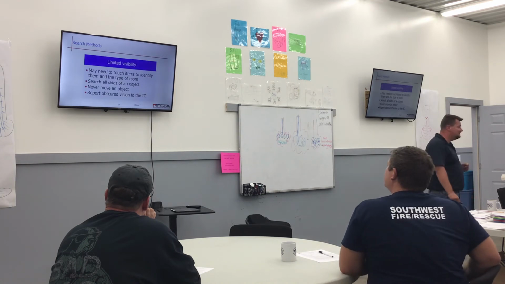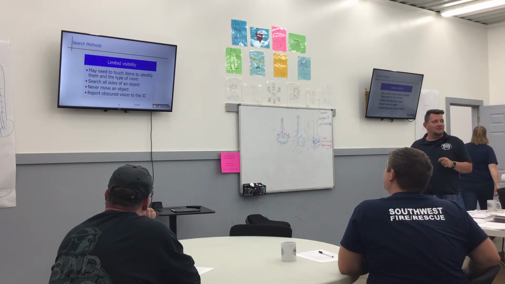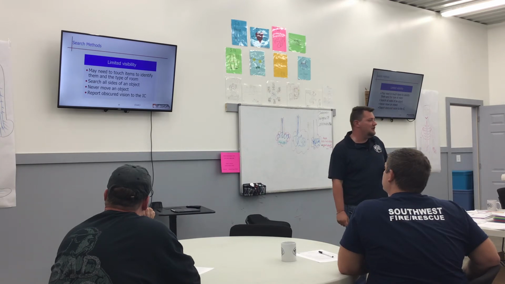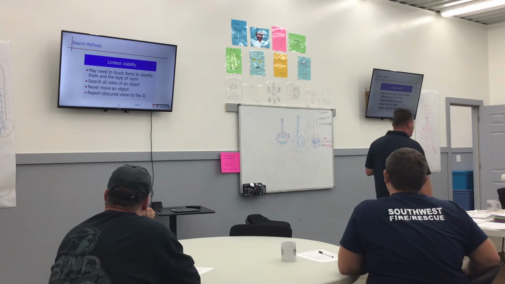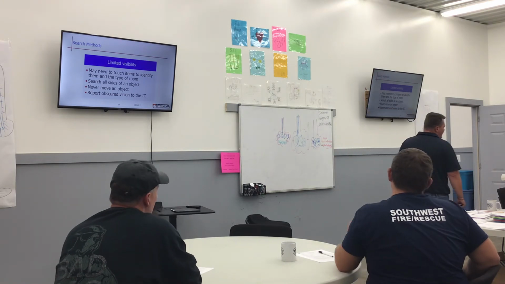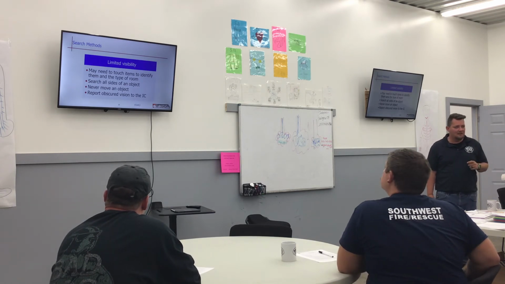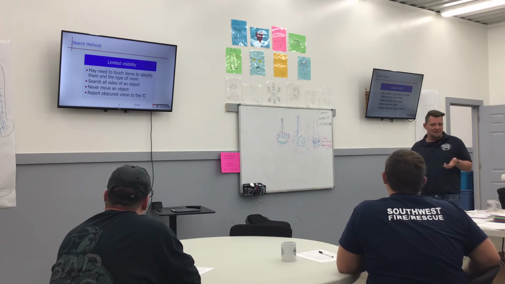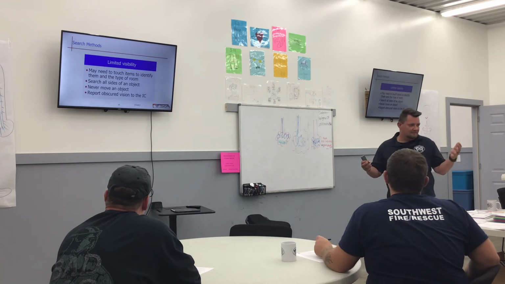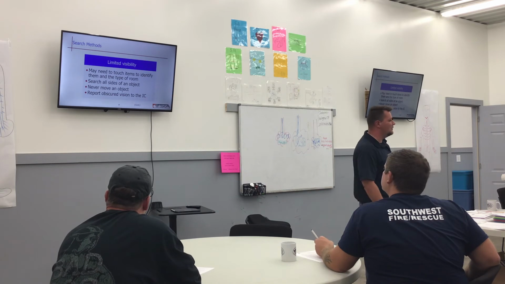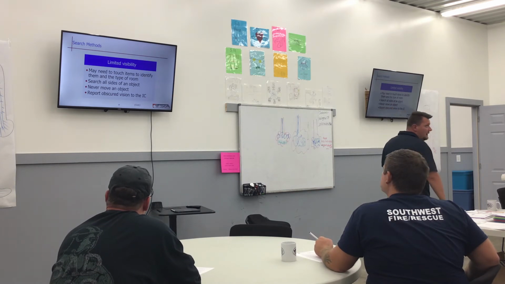All right. In limited visibility, you may need to touch items to identify them and the type of room that you may be in. If you touch something hard and smooth, what room are you most likely in? Kitchen, bathroom, laundry room. Okay, you got laundry room. If you touch something soft and maybe elevated, what room are you in? Bedroom, or living room.